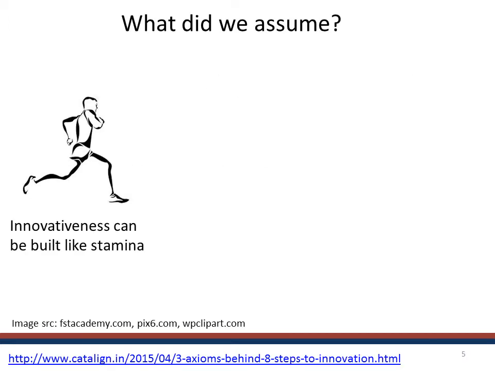The 3 things we assumed are: 1, innovativeness can be built like stamina. The positive side of this is anybody can start running and walking and eventually become a marathoner. Similarly, anybody can start becoming more innovative by practicing. The downside, you have to practice a lot.